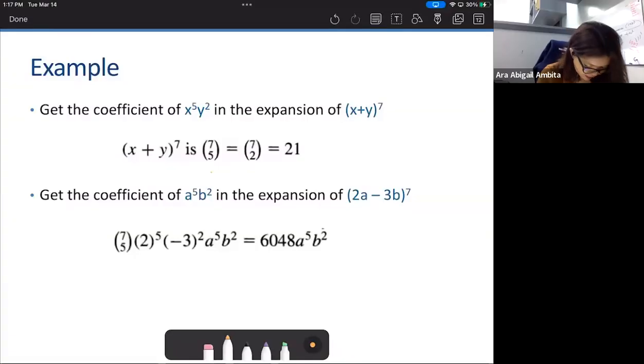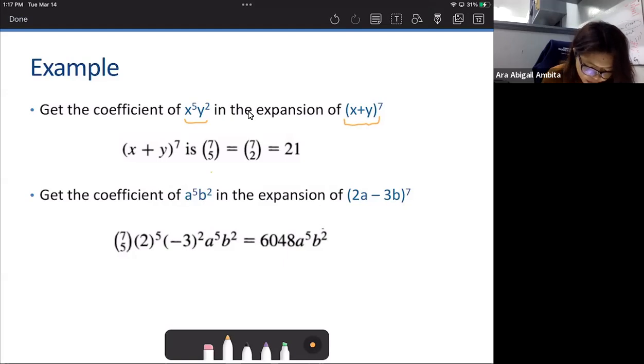So let us have some examples. So first, we must get the coefficient of x raised to 5, y raised to 2 in the expansion of (x plus y) raised to 7. So you can think of it like 7 boxes, wherein each box is containing x and y.